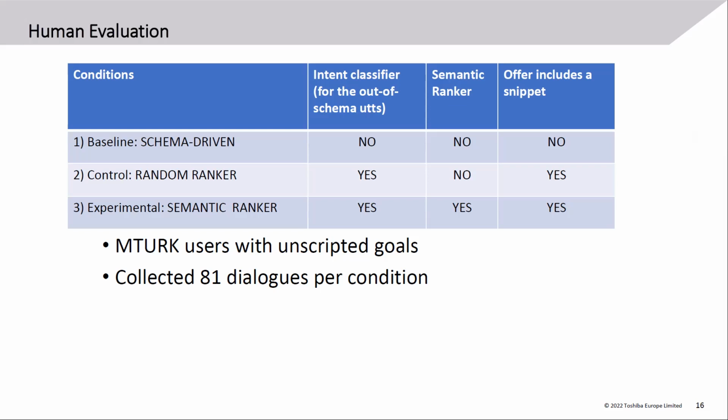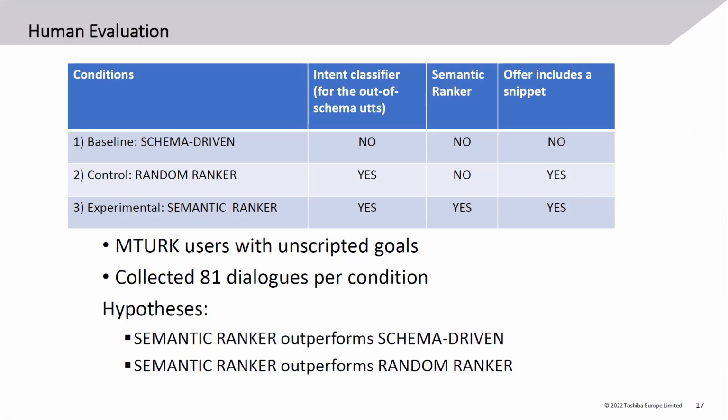Typically in this kind of evaluation, the users are given specific goals, such as you want an Italian restaurant in the center. In this work, we're actually interested in users specifying a range of different queries. So we ask them to find restaurants of their choice without telling them what to look for. And we collect 81 dialogues per condition.